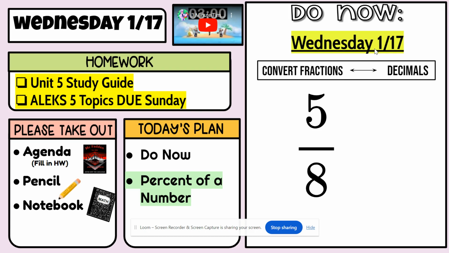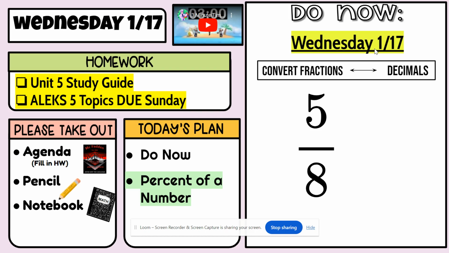So one, you have a test coming up on Unit 5. So your homework is to be working on that study guide. You have several questions on Unit 5 as well as a couple of review questions from previous topics or previous units. Completing that will help prepare you for your tests coming up. You also have your 5 topics of ALEKS that you need to make sure that you get completed by Sunday. And then you also have the plan for today.